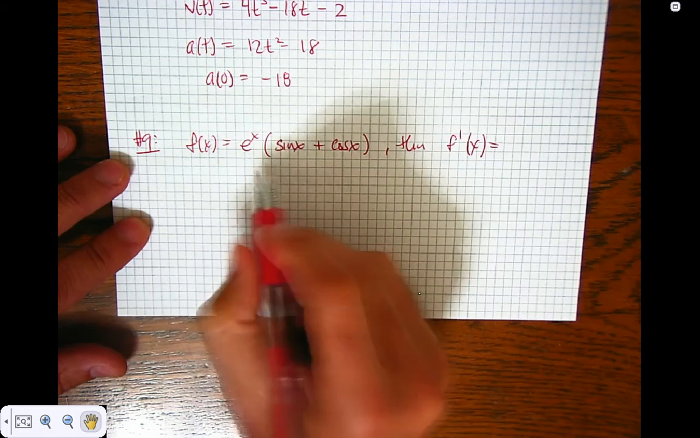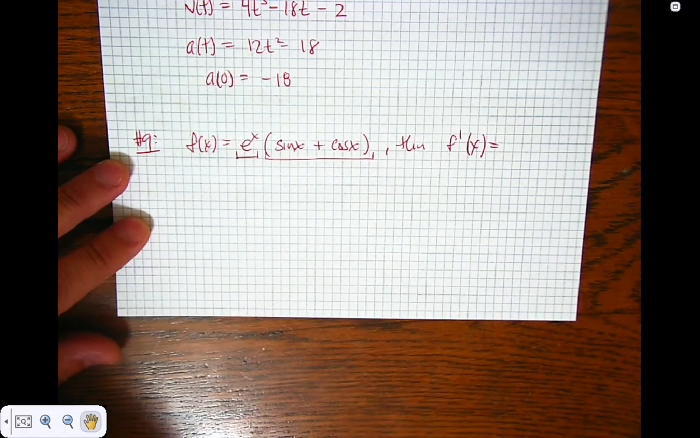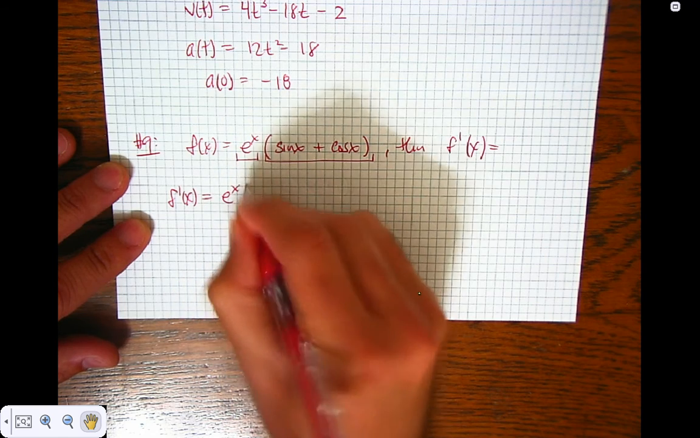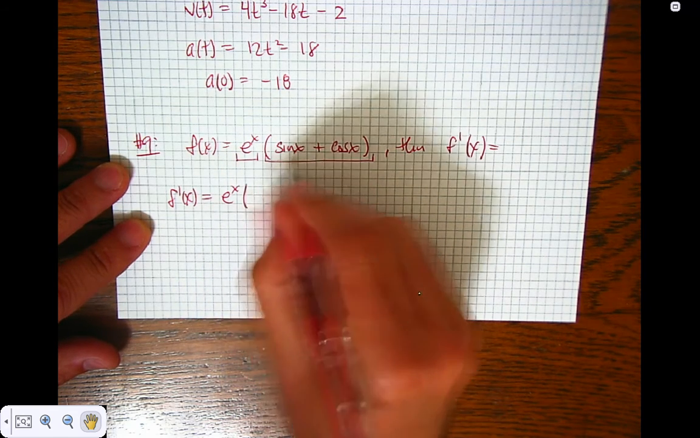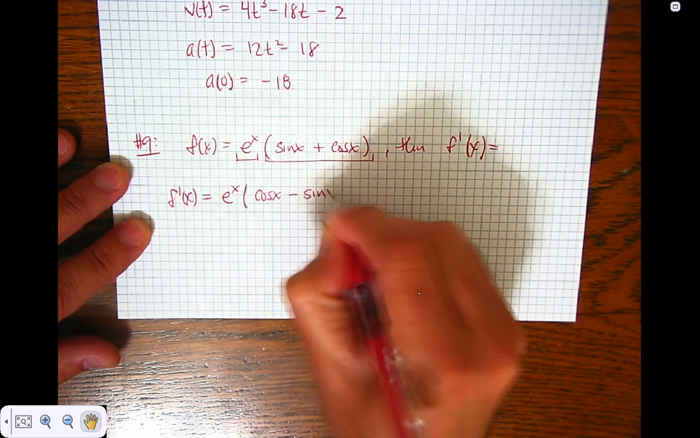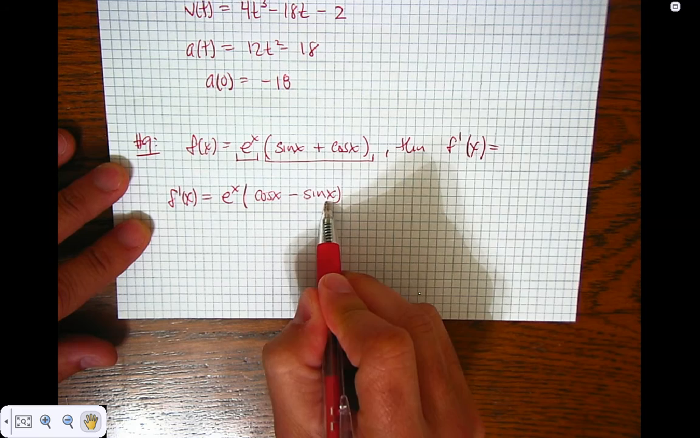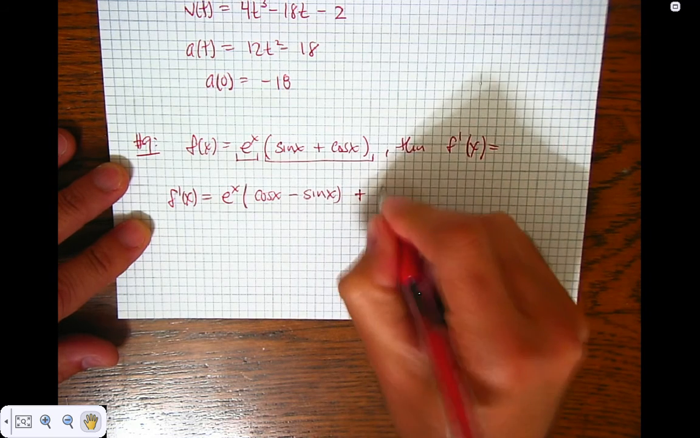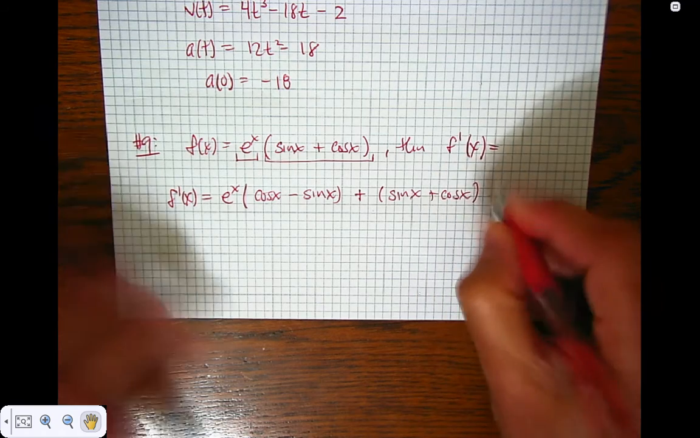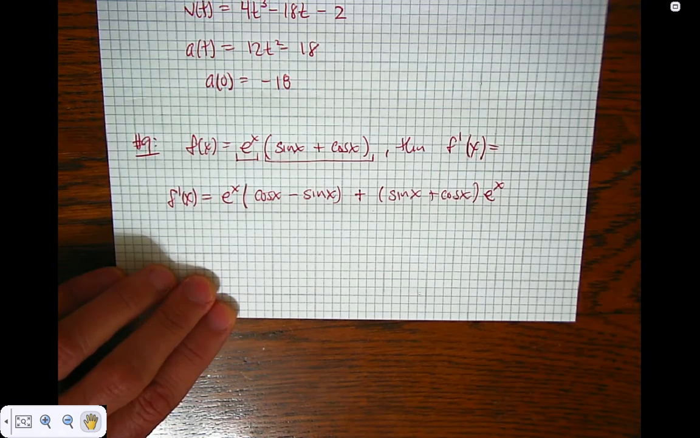Okay, so again, you guys, function of x, product rule, f prime equals first times the derivative of the second. The derivative of sine is cosine. The derivative of cosine is negative sine. So that's first times the derivative of the second plus the second, which is sine x plus cosine x, times the derivative of the first. The derivative of e to the x is just e to the x.